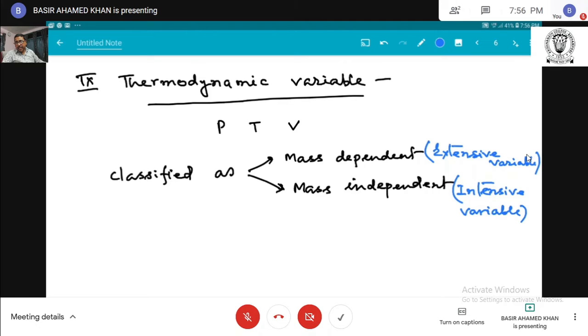So what is extensive variable and what is intensive variable? With the basis of mass dependency, we classify the thermodynamic variables into two types. One is intensive variable and other is extensive variable. Intensive variables are independent of mass and extensive variables are dependent on mass.